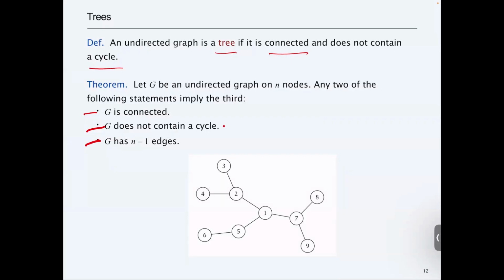If you pick two of them, say you tell me that your graph has n minus 1 edges and that it does not contain a cycle, then that immediately implies that your graph is connected. Now, if you pick two other ones, what if it's connected and it contains n minus 1 edges? Well, that's going to immediately imply that you do not have a cycle. So this theorem appears constantly in graph theory, and after enough exposure, you'll start to notice it almost automatically.